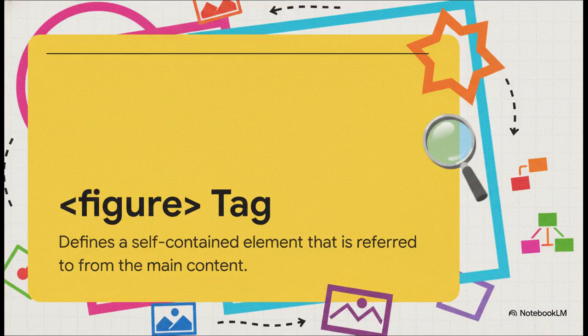What about the decorations on the wall? Well, the figure tag is what you'd use to wrap around an image, a chart, or maybe a diagram. It's like putting a nice frame around a picture. It tells the browser, hey, this whole thing, the image and its caption, is one single complete unit.